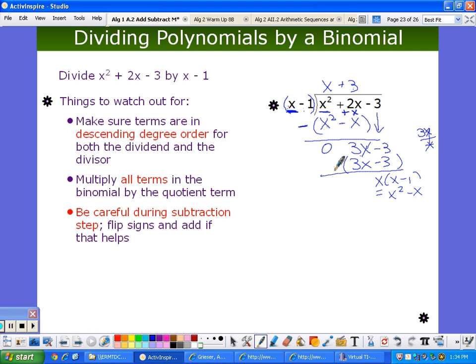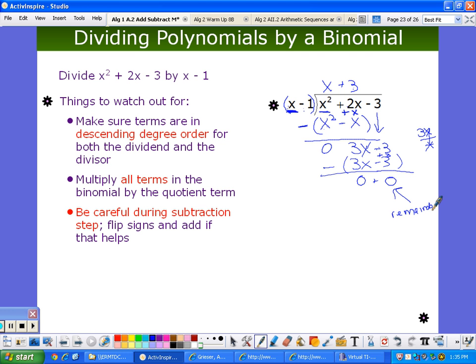Do a subtraction, being so careful. 3x minus 3x should always be 0 if you're doing this correctly. Now we're being really careful. Negative 3 minus negative 3. That's a plus 3. What's negative 3 plus 3? 0. There's your remainder.